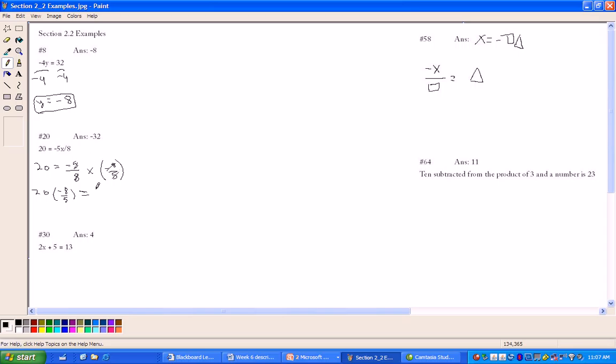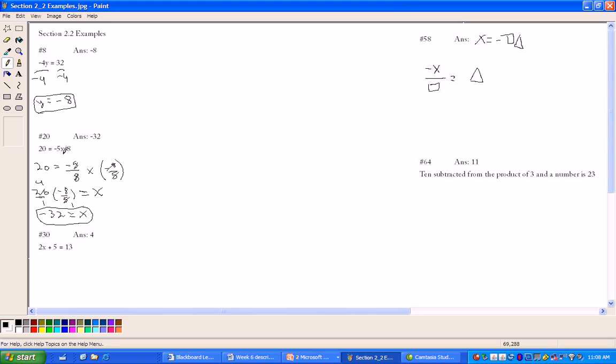Now we work on the left. 20 times negative 8/5. When we multiply fractions, we can cross multiply. This is just like saying 20 divided by 1, right? 5 goes into 5 one time, 5 goes into 20 4 times. Now we get 4 times negative 8, which is negative 32. So negative 32 is equal to x. And what do you know? That's our solution. Again, you can check your solution by plugging in negative 32 everywhere you see x in your original equation.